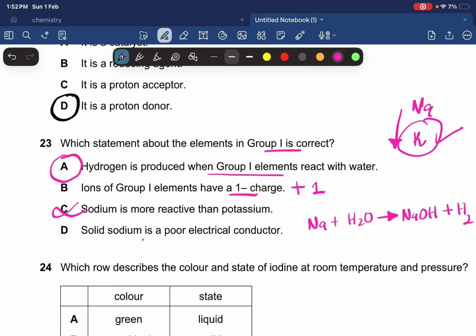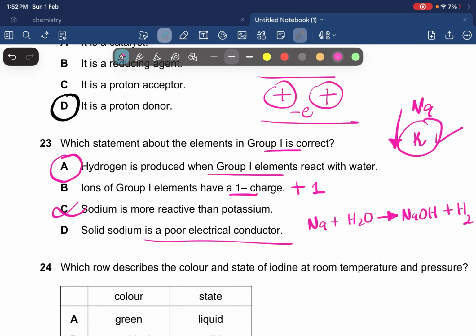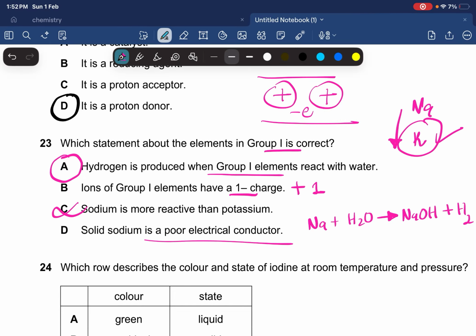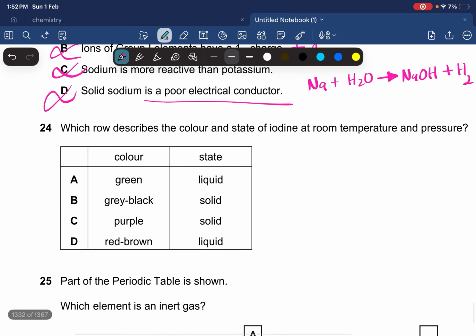Solid sodium is a poor electrical conductor. No, it's a metal. And you know that metals have a metallic lattice, and when they have a metallic lattice, they have positive ions and a sea of delocalized electrons, and the sea of delocalized electrons can travel through the metallic lattice to conduct electricity. So that's all wrong.